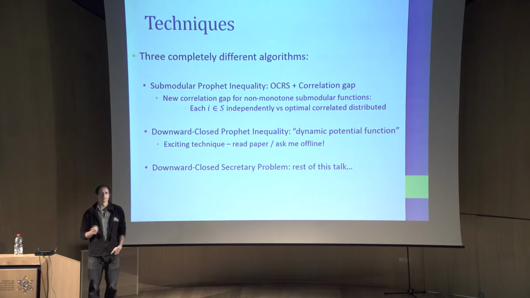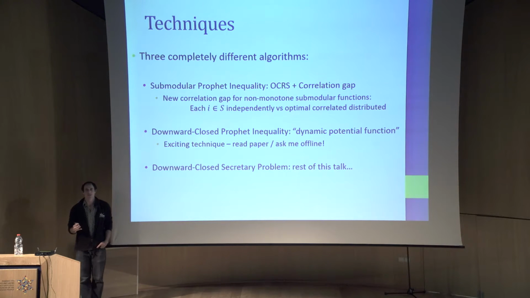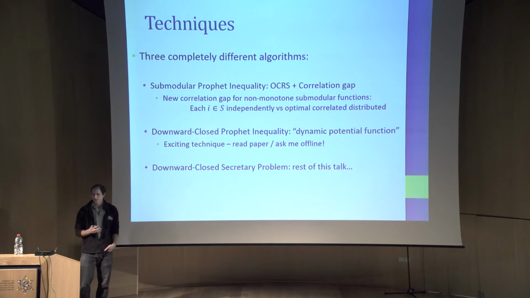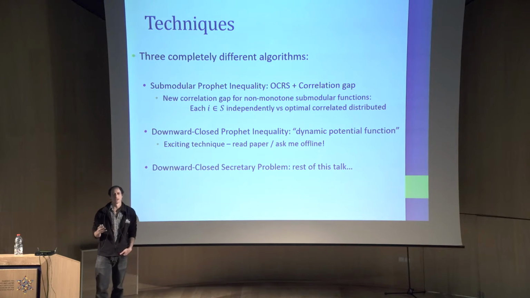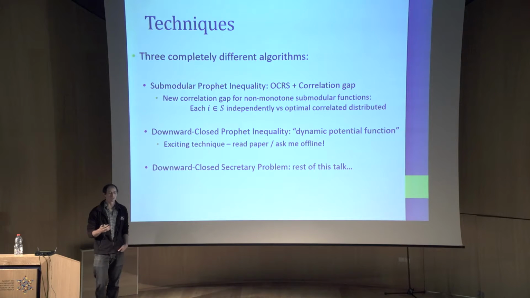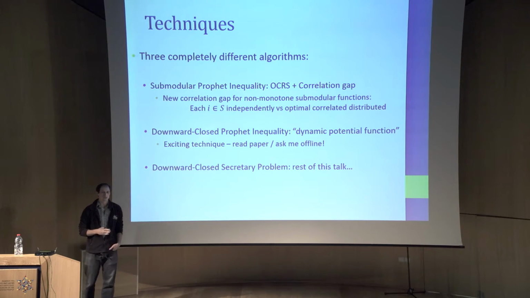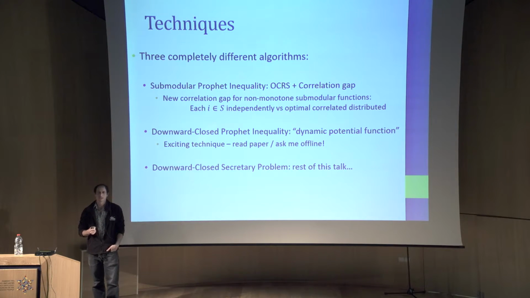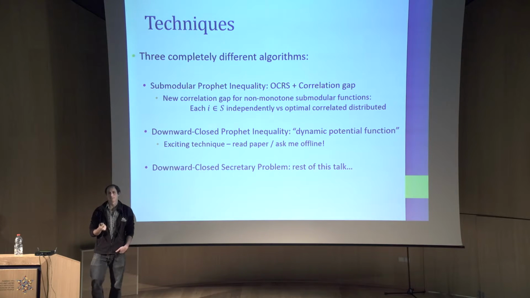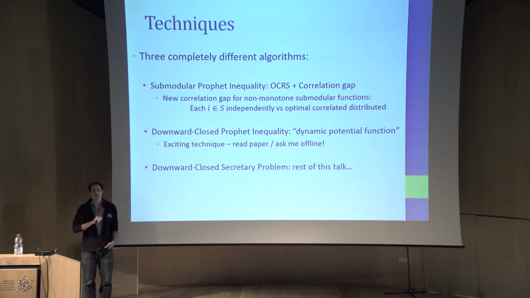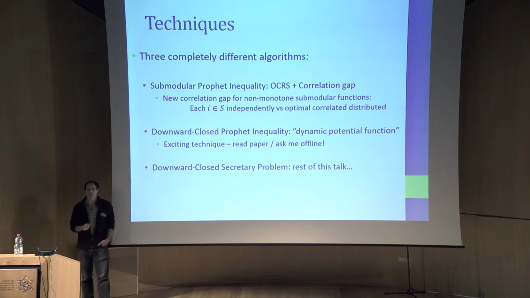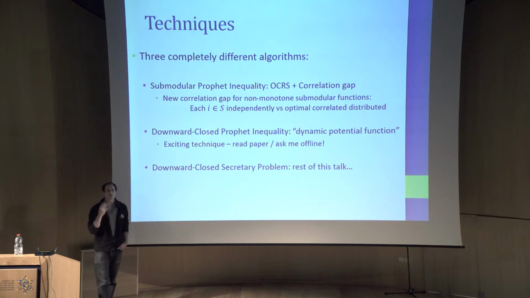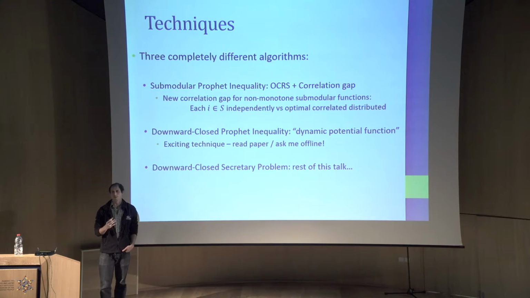The techniques that go into this algorithm are something called an online contention resolution scheme. I can tell you about it offline. And the other interesting ingredient, which we have partly developed, is called the correlation gap. So you want to look at the expected value of f of S, where S is a random subset, and now you have 2 possible ways of drawing S. One is you draw each i to be in S independently with some marginal probability, and you compare that with the best correlated distribution with the same marginals.